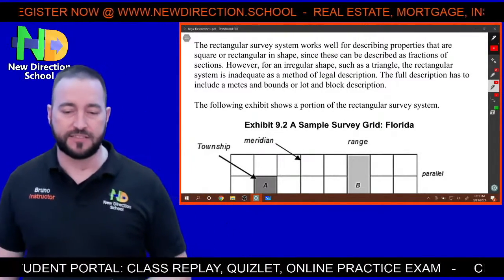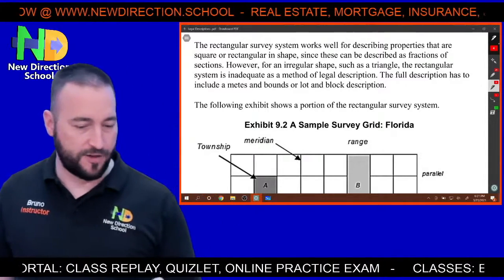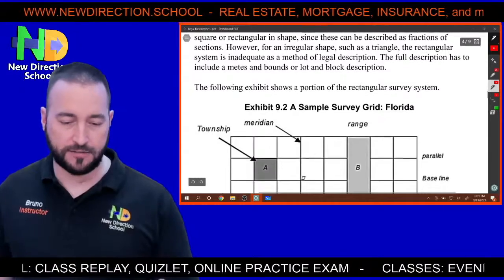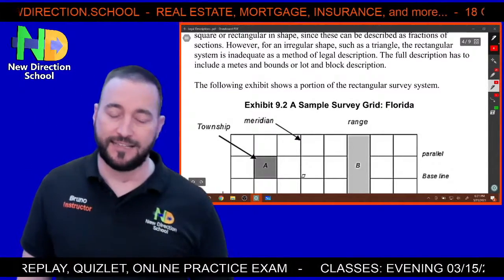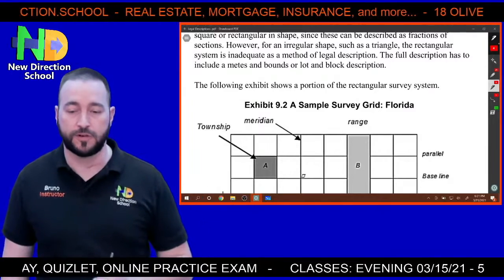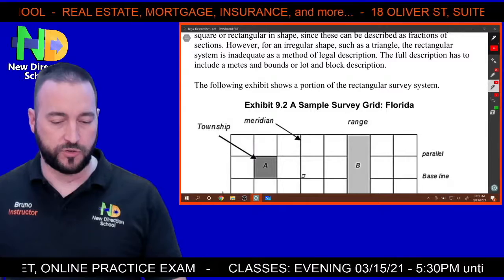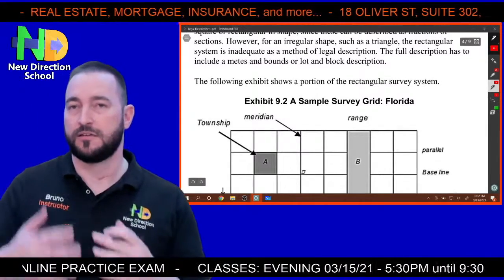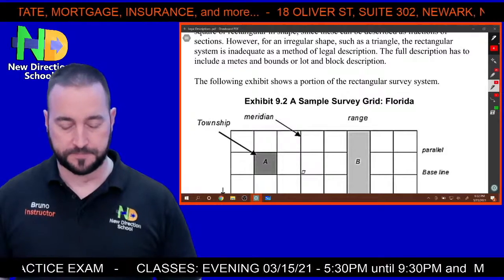All right, so the rectangular survey system works well for describing properties that are square or rectangular in shape, since these can be described as fractions of sections. However, for an irregular shape such as a triangle, the rectangular survey system is inadequate as a method of legal description. The full description has to include meets and bounds or lot and block, so a mix of descriptions to be able to find something that's irregular.